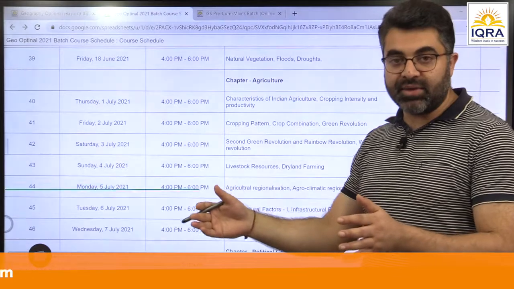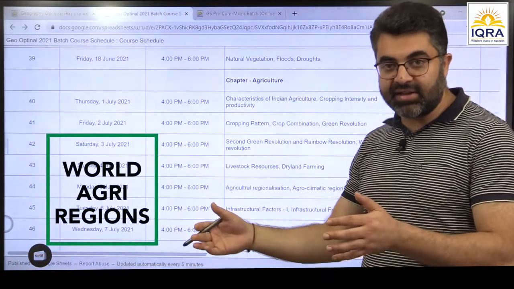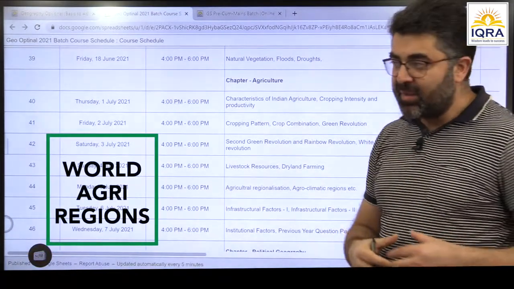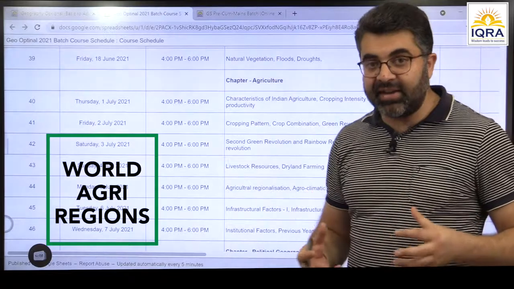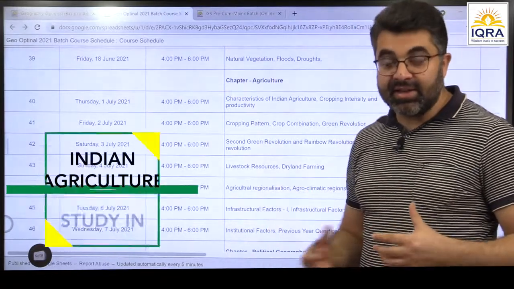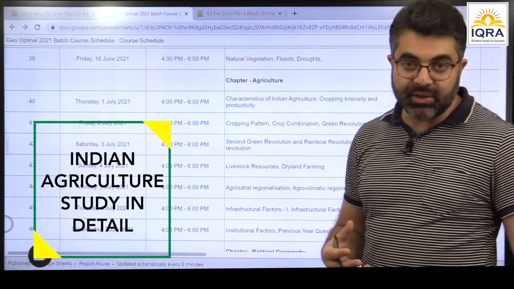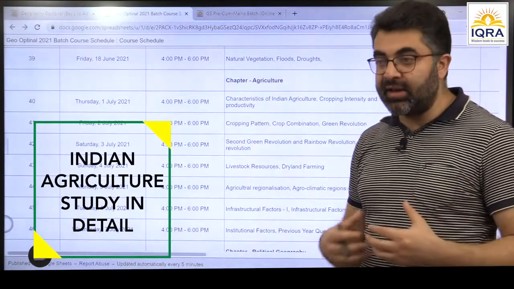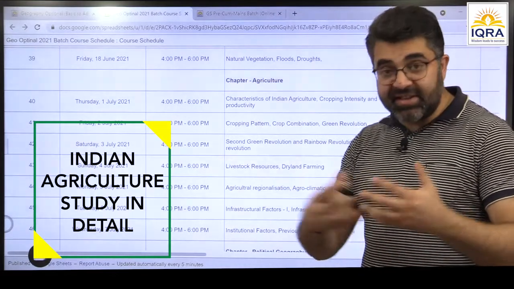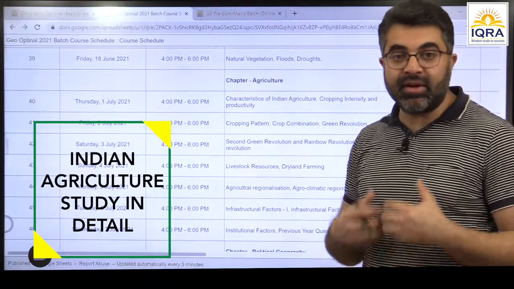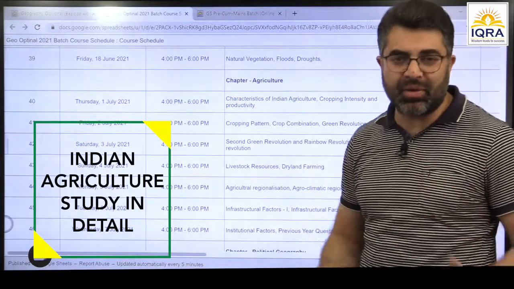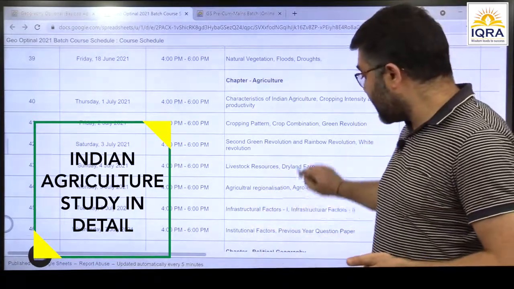First we'll cover the world geography part, world agriculture regions, and then Indian agriculture regions. Because you see, the amount of detailing that is required for Indian agriculture is very different than the detailing required for world geography. Right, here we need to discuss in detail what are the problems of agriculture and what are the new methods of irrigation, new programs, applied aspect, agricultural regionalization.